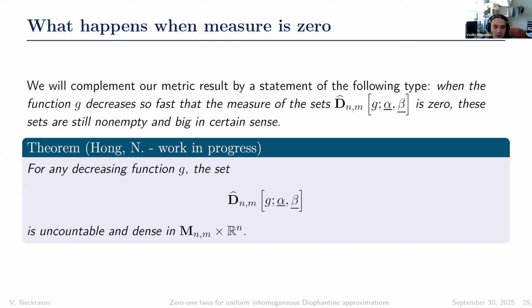Moreover, this set will always be uncountable and dense, which is analogous to the famous Jarník theorem in homogeneous Diophantine approximation. This is some teaser for some work in progress, and a special case of some new theorem that we are working on right now. But the answer is here, and actually you can prove more of this.